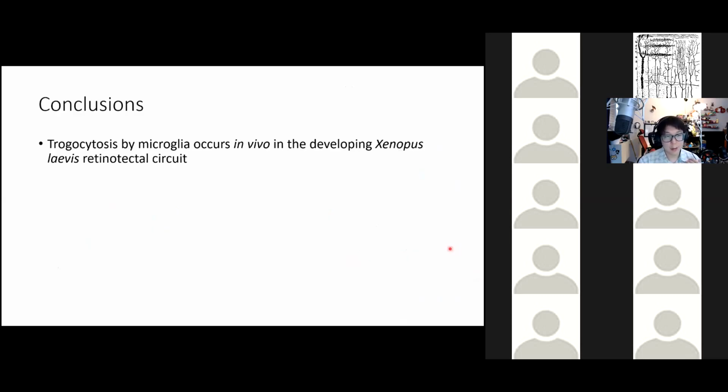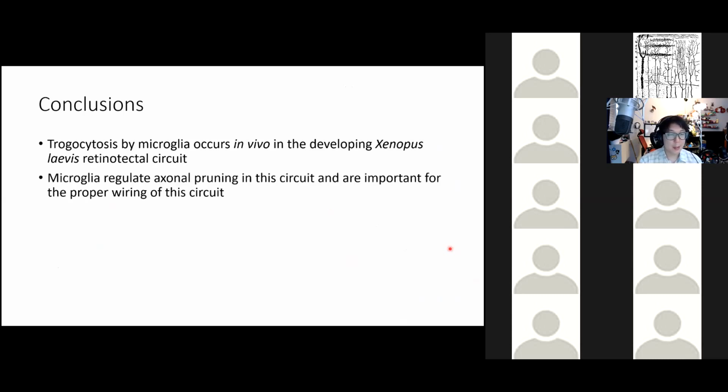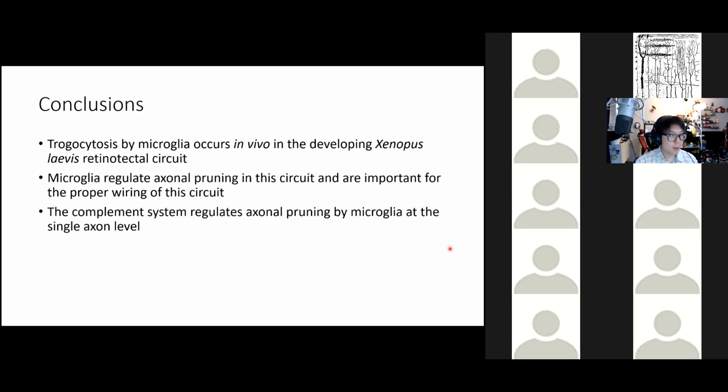So to summarize, using the Xenopus laevis retinotectal circuit, we observed direct in vivo real-time evidence of trogocytosis of axons by microglia. In addition, we found that microglia regulate axonal pruning in the Xenopus retinotectal circuit. And we also found that microglia are important for the proper wiring of the circuit and for appropriate behavioral responses to looming stimuli. Finally, we found that the complement system regulates axonal pruning by microglia at the single axon level.